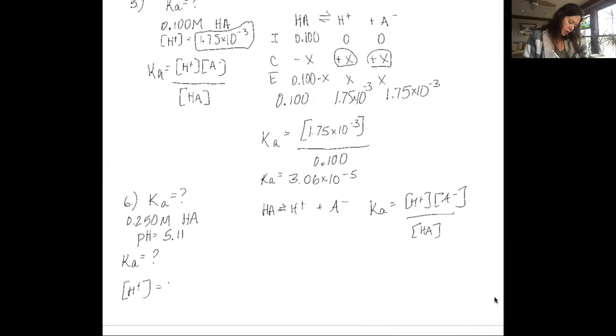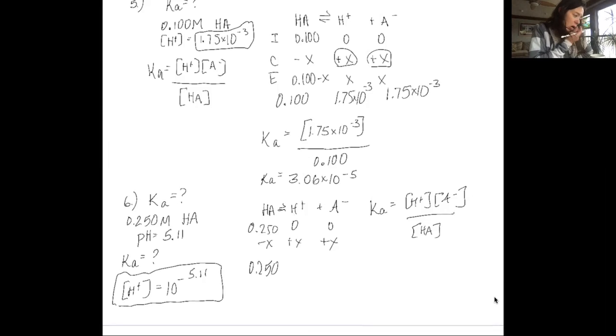So I'm going to use my pH to get my H at equilibrium. I know I had 0.25 of this, 0, 0, minus x, plus x, plus x. This will be 0.250 because x is going to be so small. In fact, x is the answer to this problem right here, because that's my hydrogen ion concentration.